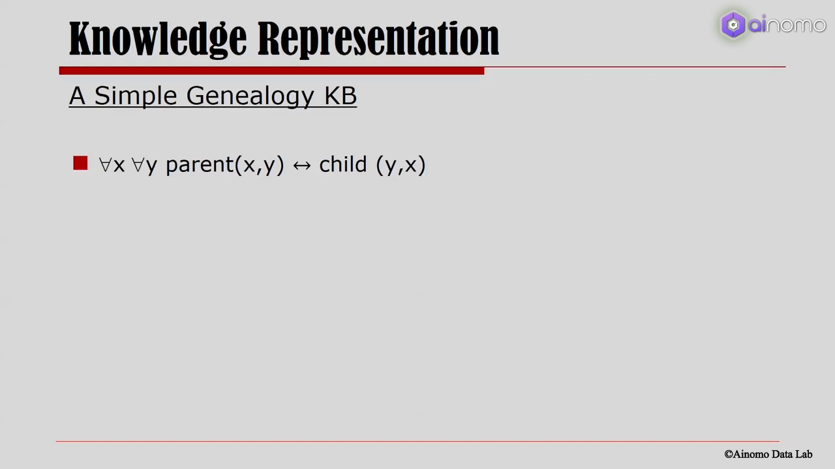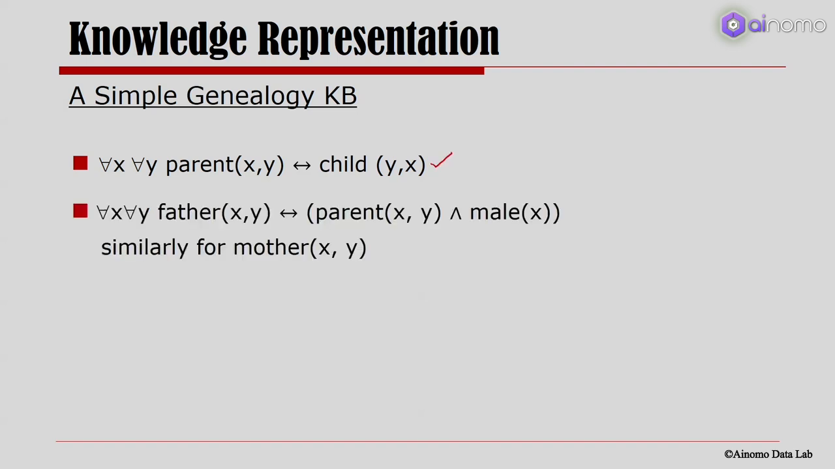So let us try and define a couple of predicates before we include a couple of rules for our simple genealogy knowledge base. So here is our first definition. For all x, for all y, x is the parent of y if and only if y is the child of x. So that's the simplest of definitions that you could have for parent. We have already seen the definition for father. So for all x and for all y, x is the father of y if and only if x is a parent and male. Similarly, we could have a definition for mother, in which case we will say that x is a parent of y and female(x).